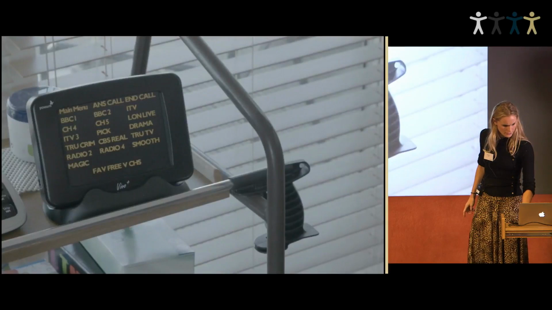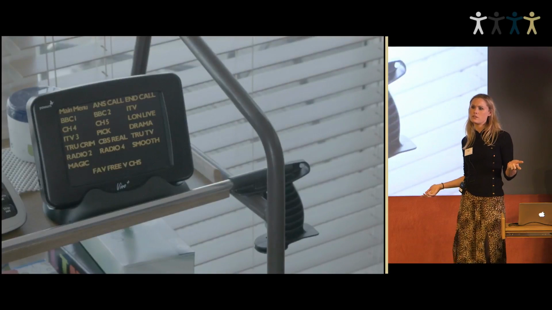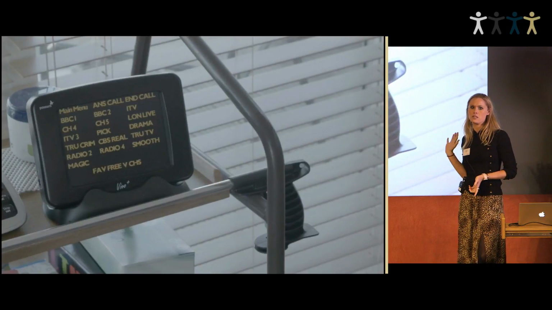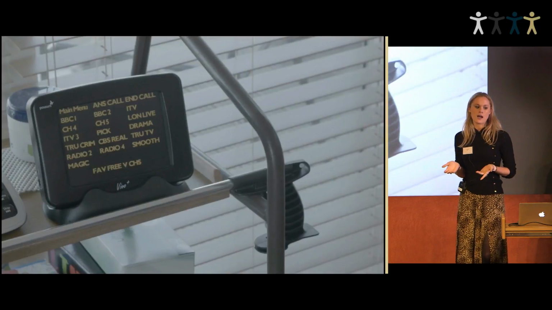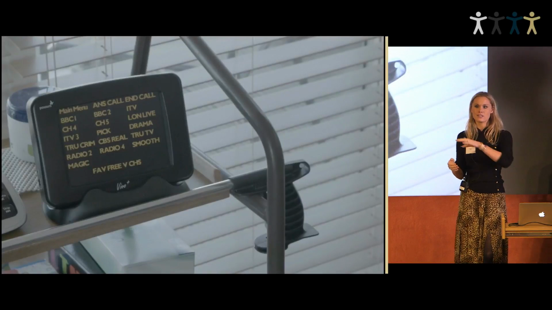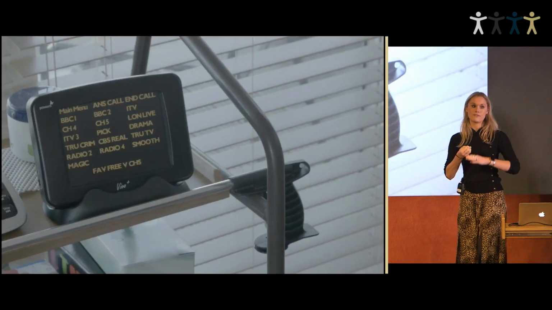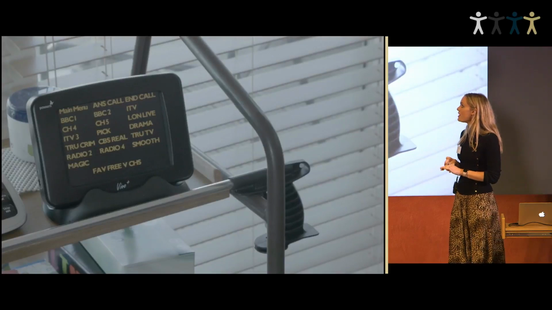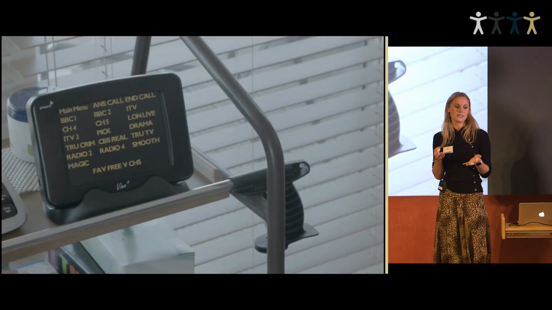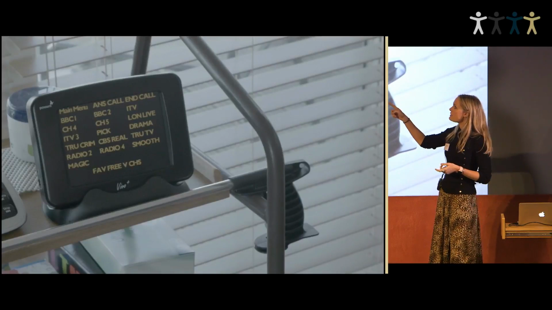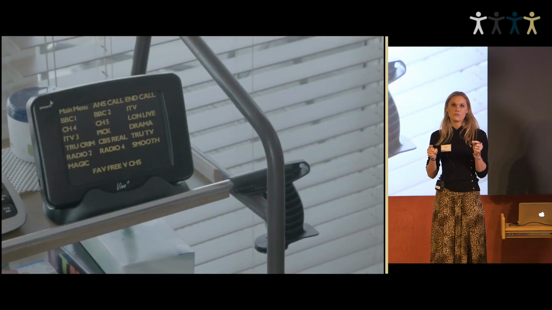One of the things that she was using was something called the Possum. Are people familiar with this device? I think it's quite old. Basically the way that it works is it connects to lots of other devices in her home, her TV, her telephone, some of the lights and things like that. And it uses this menu in order to make those things work, basically.